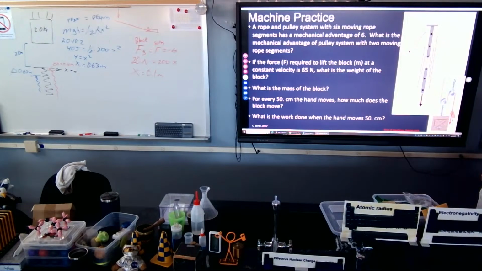So for every 50 centimeters, or half a meter, the hand moves, how much does the block move? Nope. Well, we can talk about this one, but we're pretty much talking about this one. Yeah, 25, because it's got 2 moving rope segments. So it has a mechanical advantage of 2. Again, I still haven't figured out why Office throws this animation out the window every time it upgrades a version. But anyway, if the hand moves 50 centimeters, the block with 2 moving rope segments moves 25 centimeters.